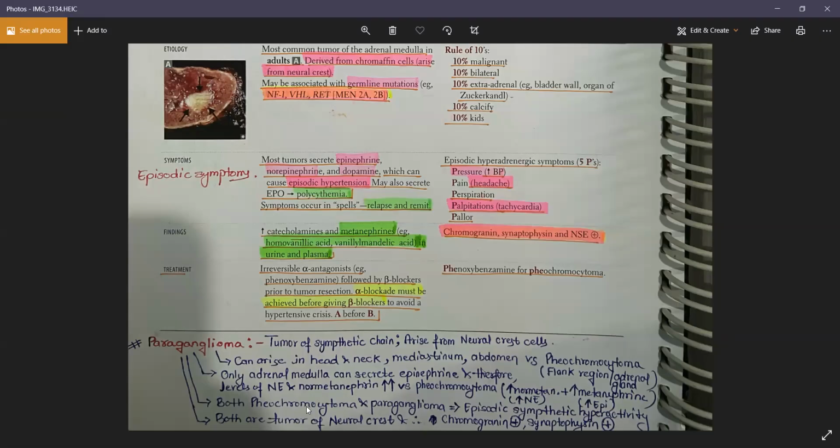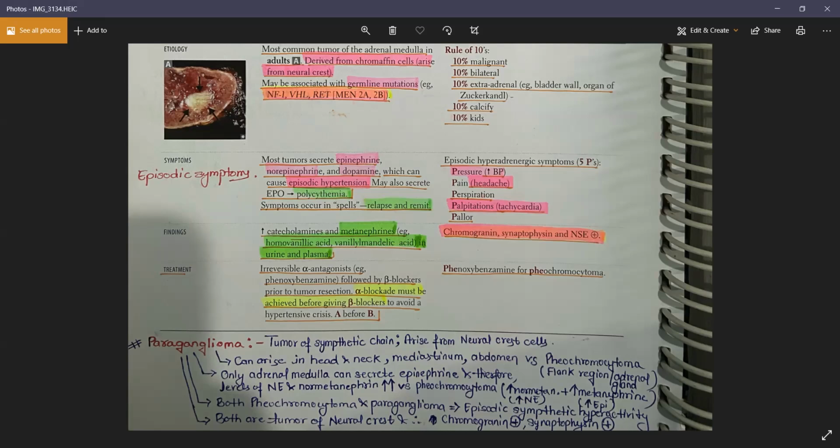Okay, but in both pheochromocytoma and paraganglioma, you will have episodic sympathetic hyperactivity, and because of this, you will have episodic hypertension, episodic headache, and episodic tachycardia. Okay, so everything will be episodic in both the tumors. The only thing that you can differentiate is by the location of the tumor, first thing, and second is the release of epinephrine and norepinephrine.